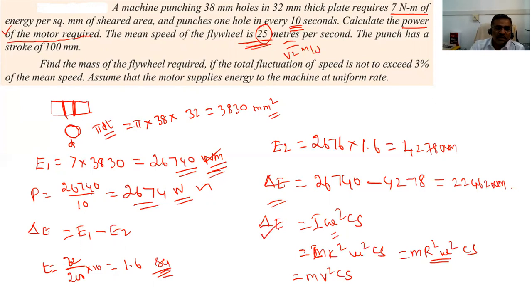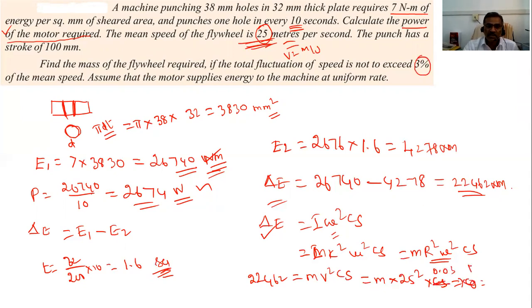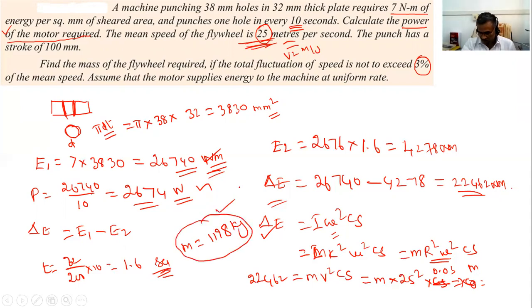So here we know delta E. Delta E is 22462. That is equal to m, the mass of the flywheel that we have to calculate, times velocity, that is 25, so 25 square multiplied by CS. CS is given in the problem. It is 3%, and 3% means 0.03. If you put this in, you can find the mass. What is the mass? 1198 kg. So this is the way you have to solve this problem, right?